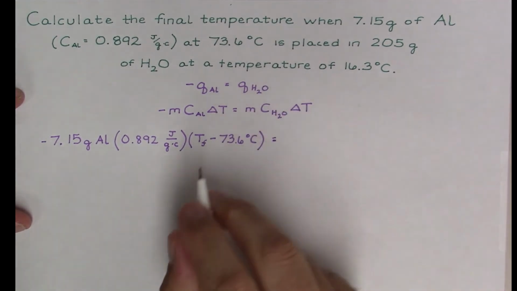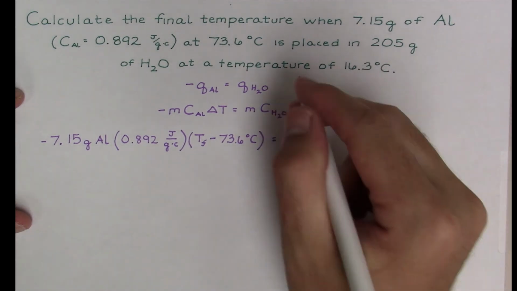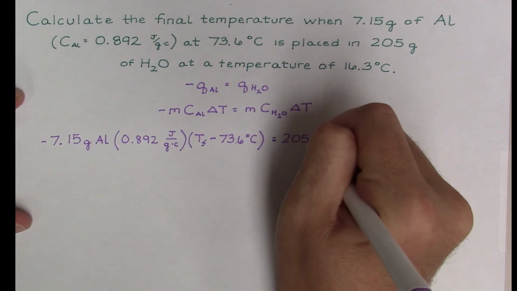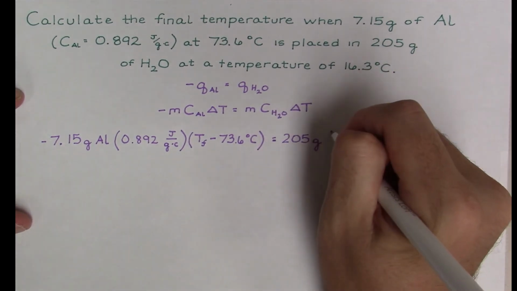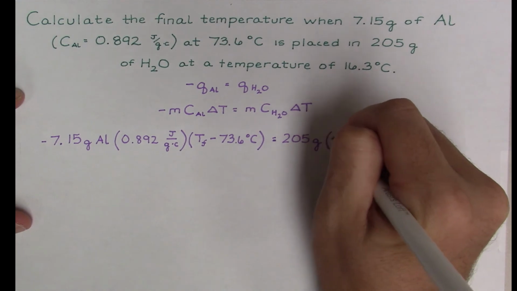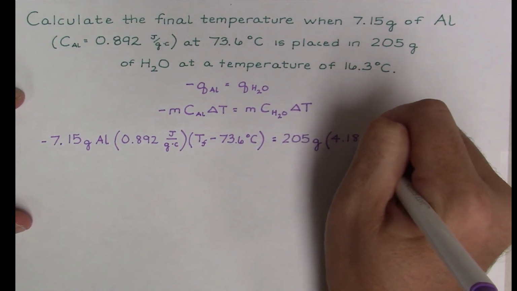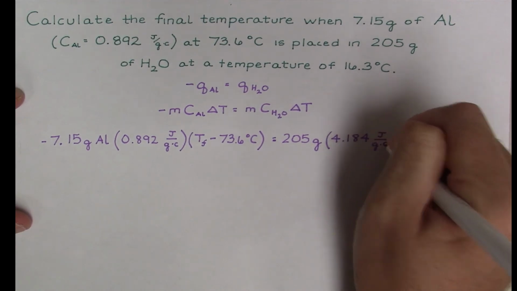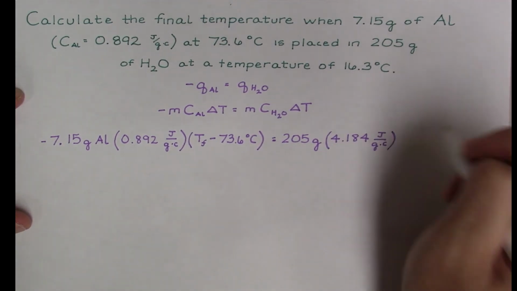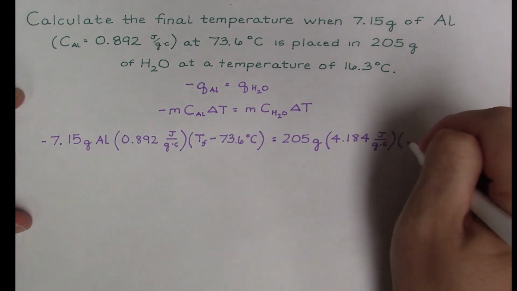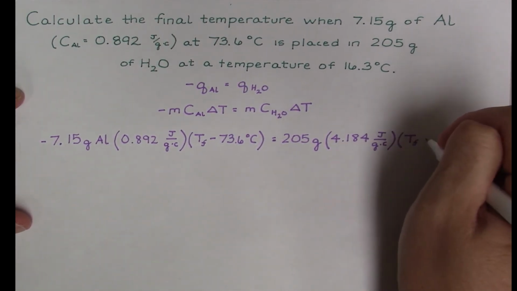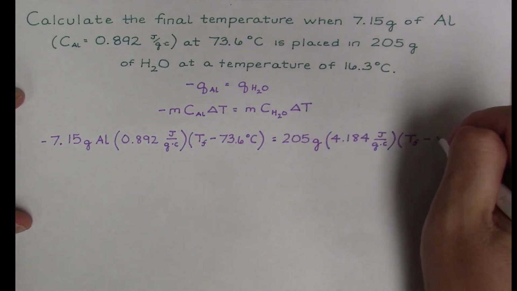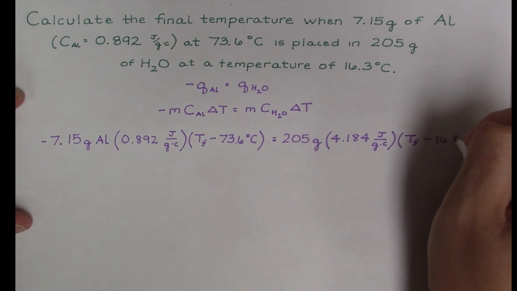We will set that equal to the information for our water. So we have our mass of 205 grams. We will multiply that by the specific heat of water, which once again is 4.184 joules per gram degree C. And just like the left side, we are going to itemize out our temperature. So we will have temperature final minus our 16.3, which was the initial temperature of our water.